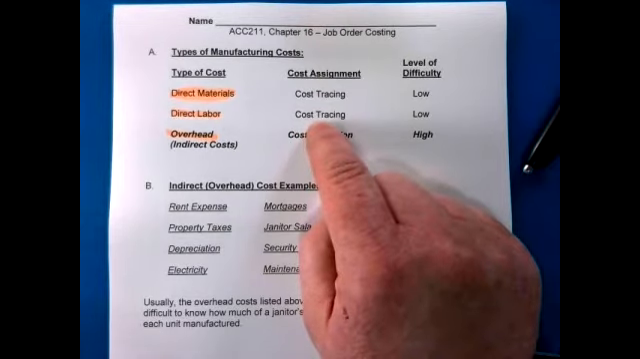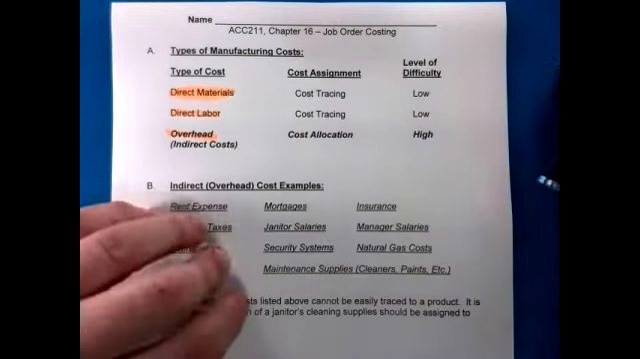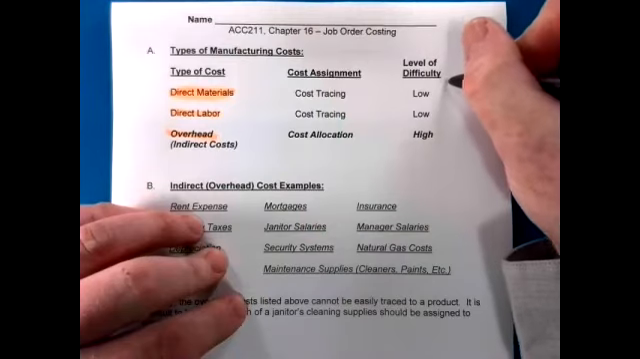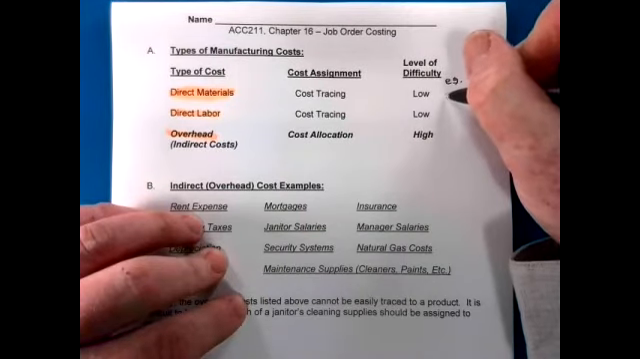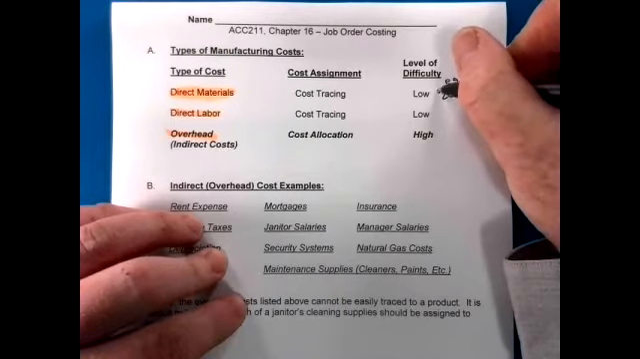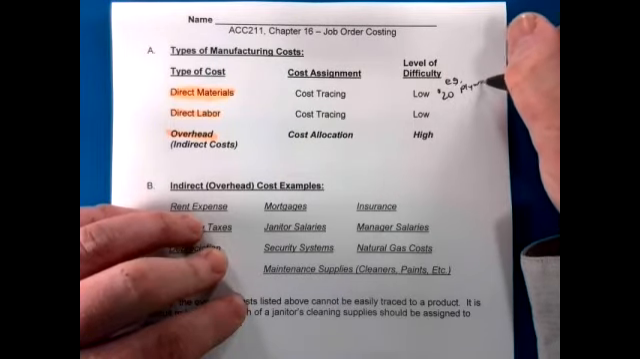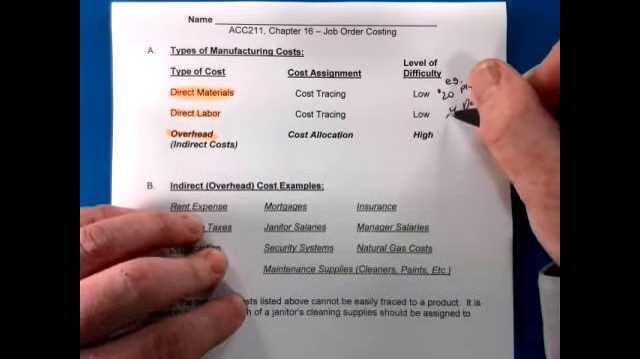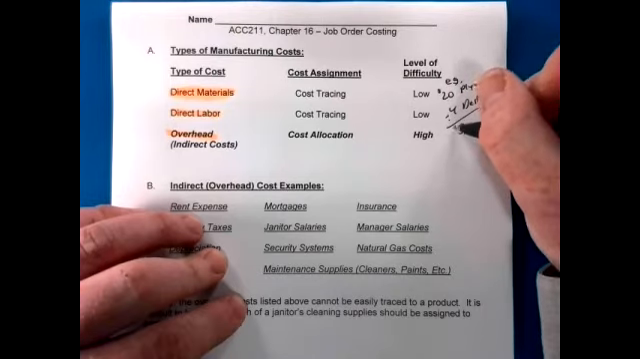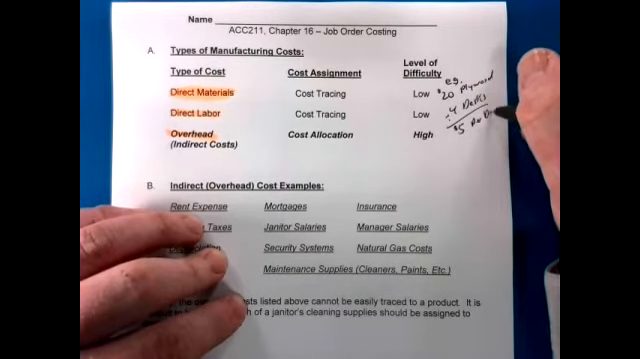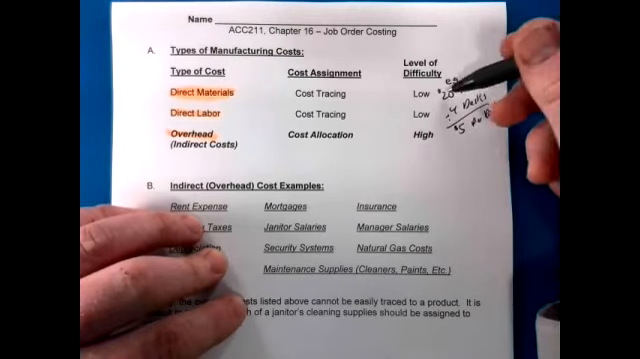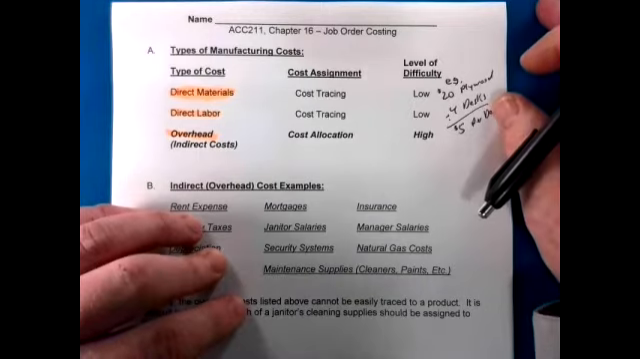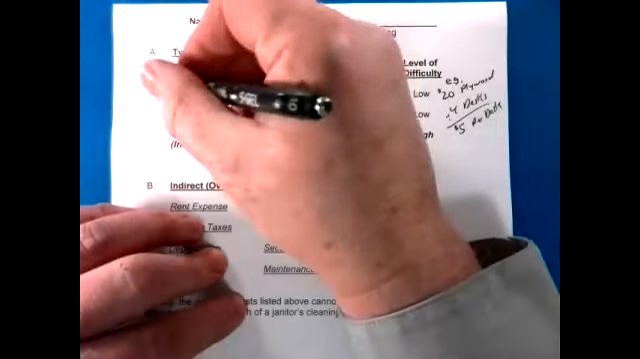If you know, for example, let's do direct materials. If you paid $20 for some plywood, and you make 4 desks, it's real easy to trace how much goes into each one, because it's direct. $20 piece of plywood, you make 4 desks, that's $5 per desk. So these two are easy.